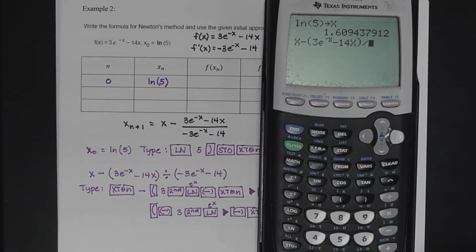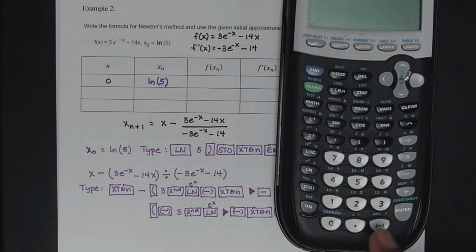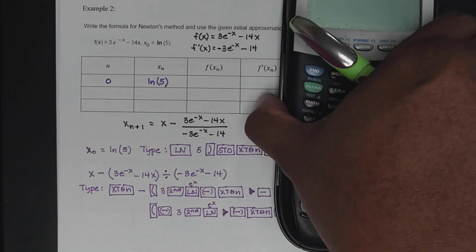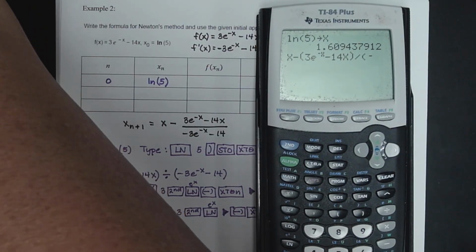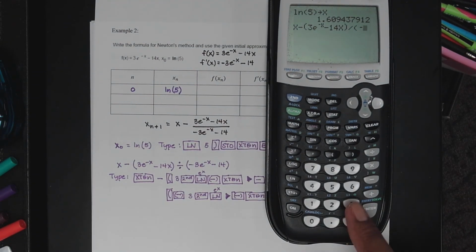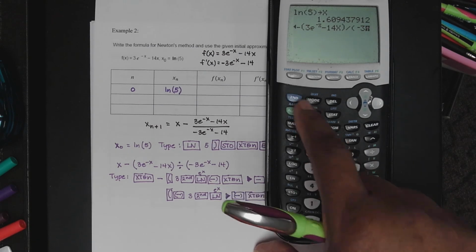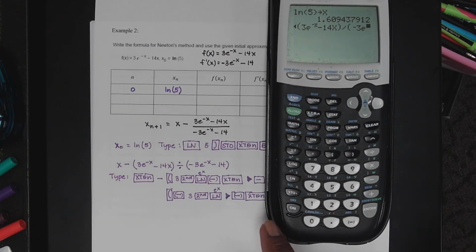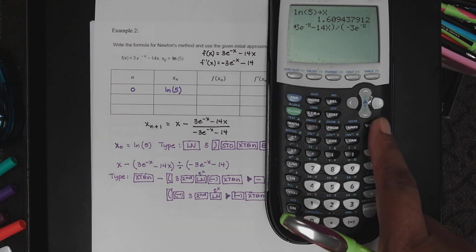And then that's going to be divided by, so you'll press your division key. The denominator will be in parentheses, so left parentheses. Press your negative key. Here's your negative key down at the very bottom, so you'll press that. Okay, so let me zoom out if you need to see it. Your negative key is at the bottom. And then your 3. Second ln for the e. And then press your negative key, and then X,T,theta,n for the x. And use your right arrow key.